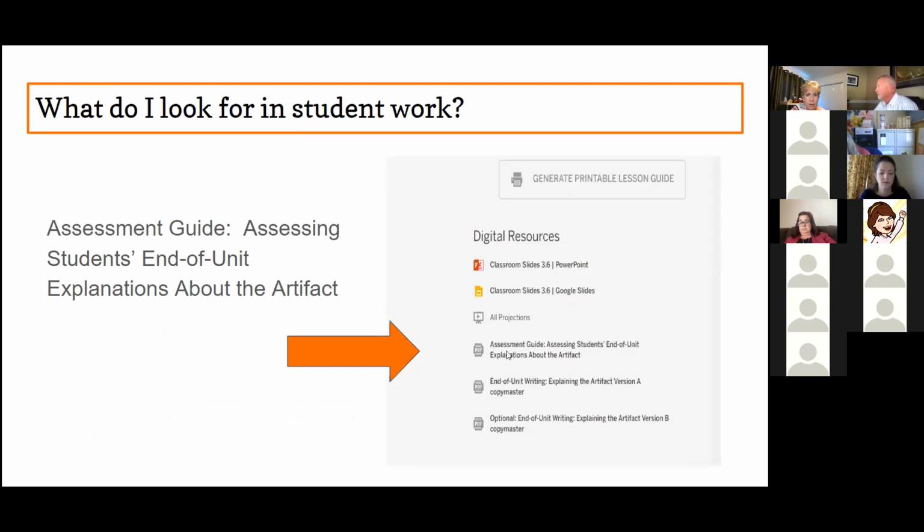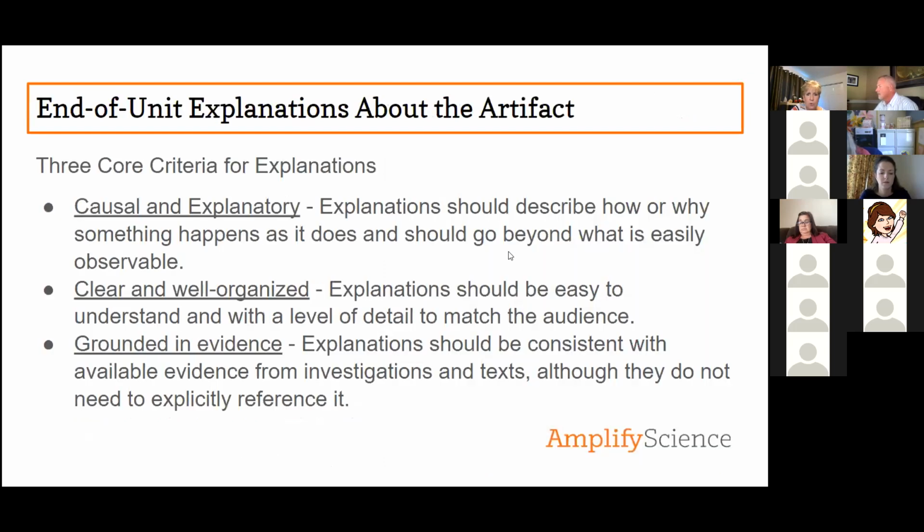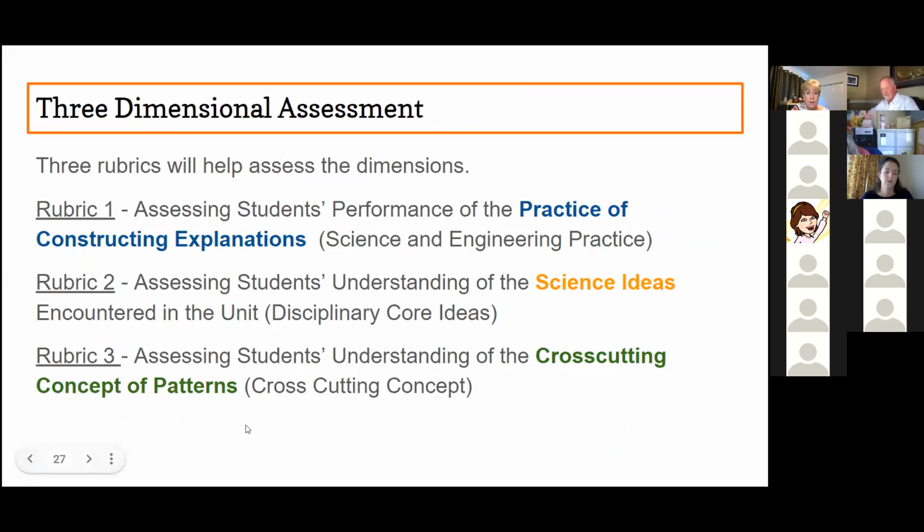When you get to the assessment guide there, let's take a look at what's in it. That's very similar to what we saw in 4th grade, that same pattern: they're writing an end of unit explanation about the missing piece of the artifact instead of an argument. But you're going to have 3 core criteria for explanations. Does the explanation answer the question? And does it describe how or why something happens as it does, not just stating something that's observable? Is it clear and well organized? And then is it grounded in evidence? Although they don't have to specifically reference certain things in their explanation, the evidence that they're providing should be consistent with what they have learned about movements of the earth and the way that light from the sun and the stars is visible.